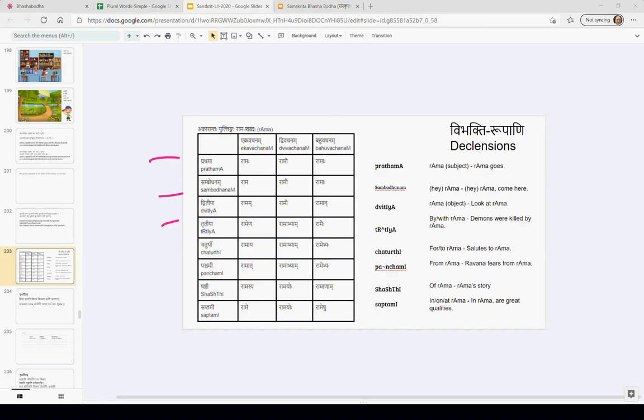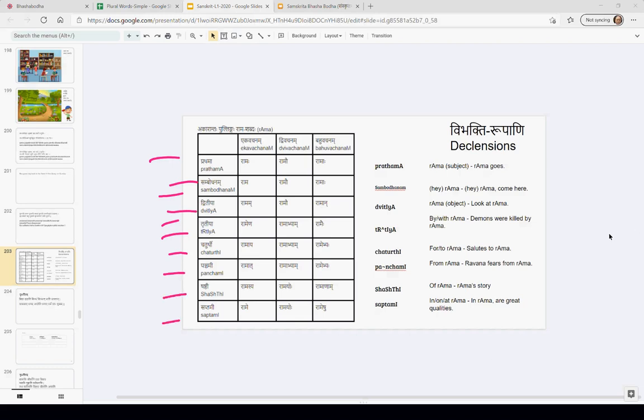The prathama is a declined form. So they are numbered here. Prathama means first, and then there is sambodhana, meaning addressing. Dvitiya is second, tritiya third, chaturthi fourth, panchami is fifth, shashthi is sixth, saptami is seventh.